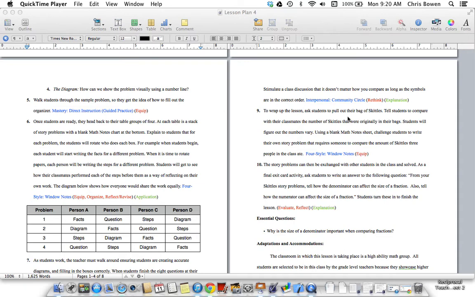to look at their bags of Skittles and figure out that none of them had the same number of them, and they'll have to write story problems that compare the number of Skittles that they ate compared to the number that was originally in their bag, and then do that with other students and write a story problem comparing the fraction that they ate with the fraction that 2 other students in the class ate.